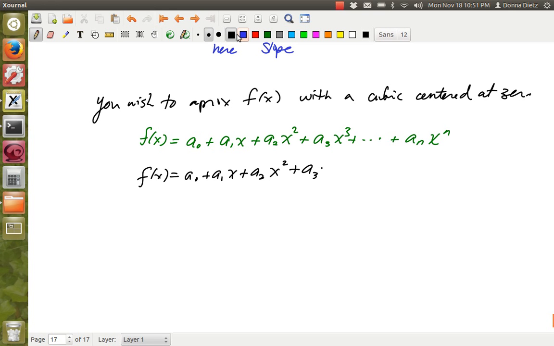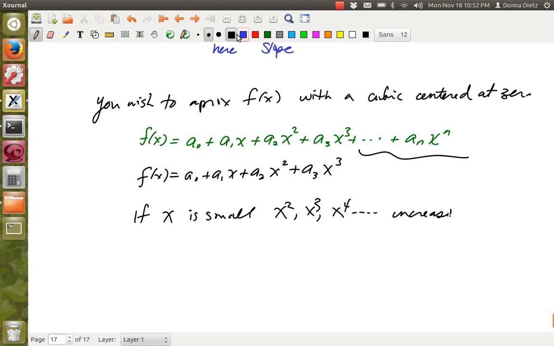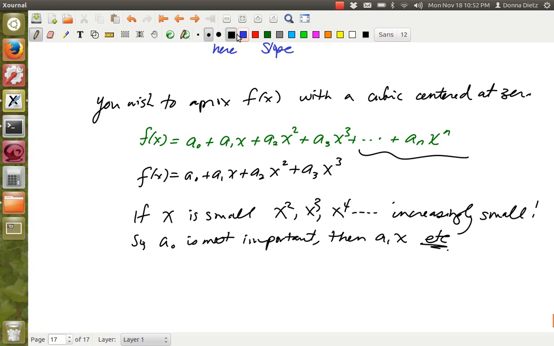You must be thinking, this is way too easy. She can't be doing this. Well, I actually am. It really is that easy. So why is that what we're doing? Why can we get rid of all those big, important looking terms out here? Well, the important thing is, if x is small, then x squared, x cubed, x to the fourth, all those guys are increasingly small, right? And they're getting smaller and smaller. So they're less important. So this term is most important. And then the next most important term is a1x, etc. So the order of importance is you start with a naught and you move your way down.